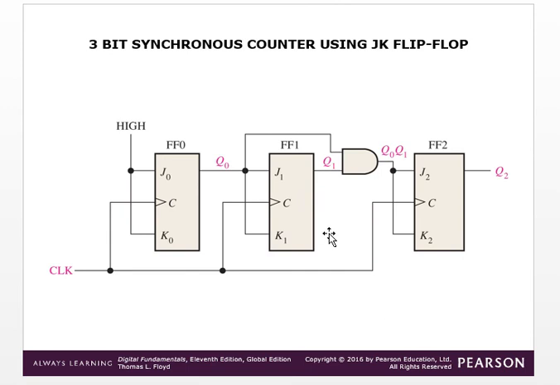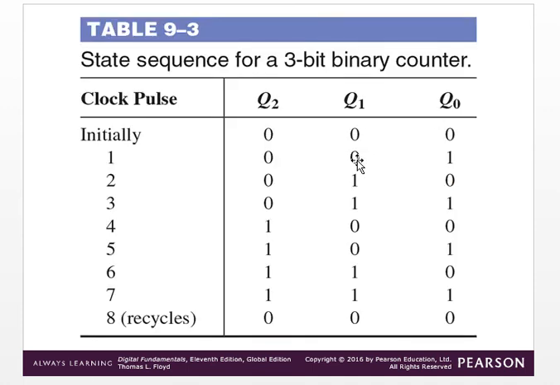For Q1, J1 K1 is not permanently connected to 5 volt. So this output means it does not change every time, only on every alternate clock. Therefore, if you see here, first 0, then no change. After that, change.